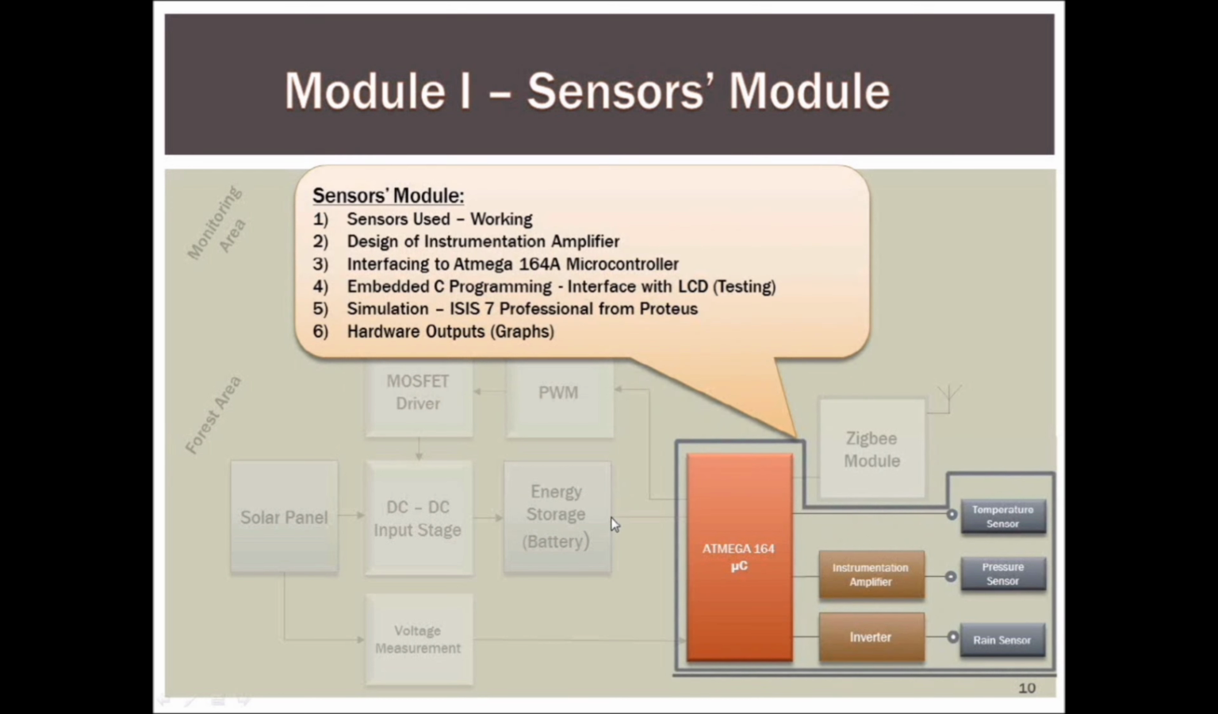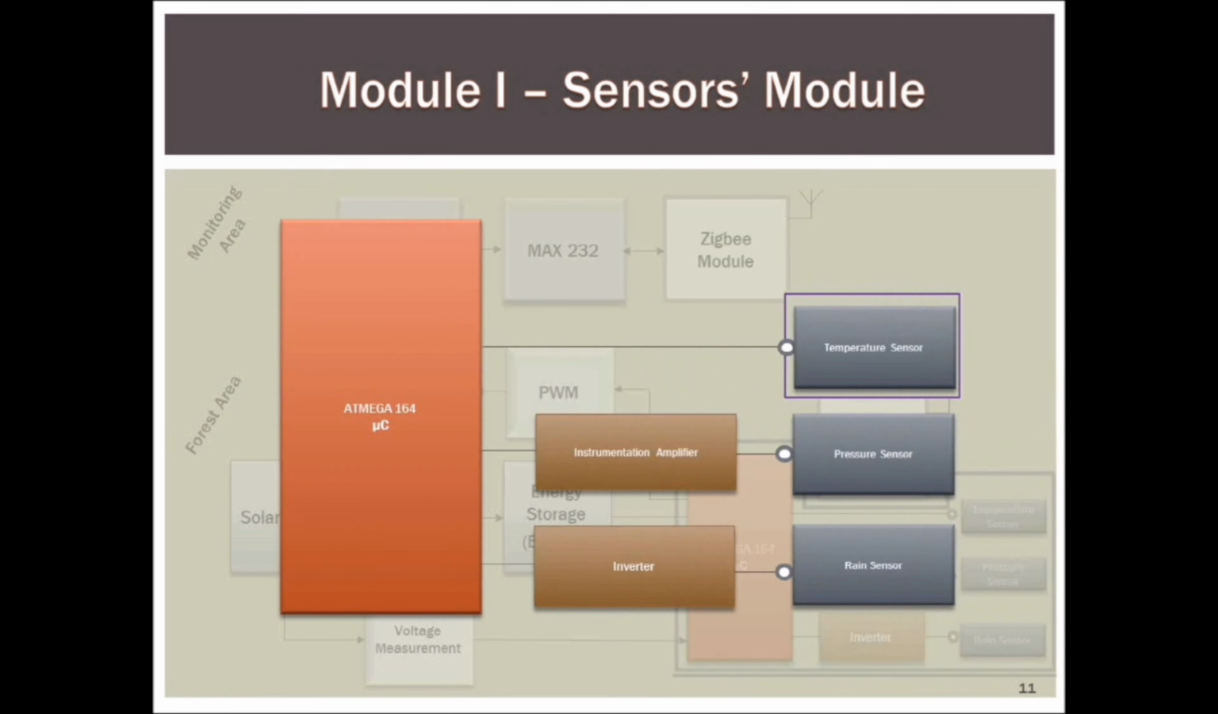In this module we are going to see the sensors used with their working, then we will see the design of the instrumentation amplifier followed by their interfacing. For programming we used embedded C programming, further we used AVR Studio 4, and for simulation Proteus is used. Finally, the hardware outputs are shown in the form of graphs.